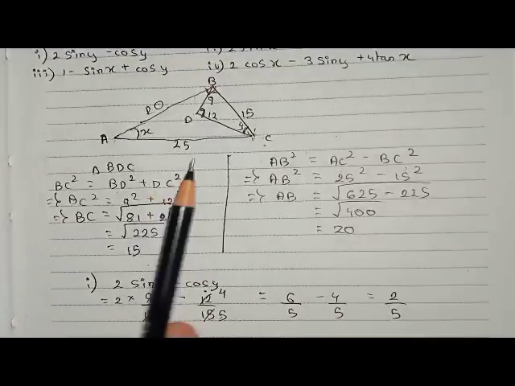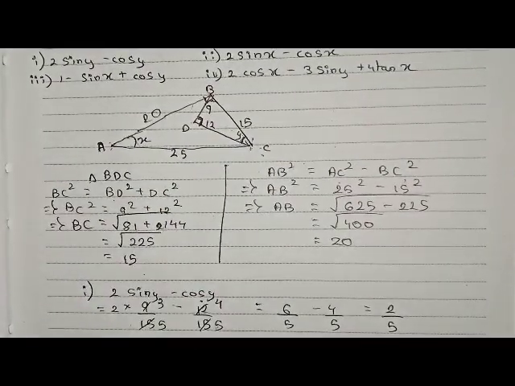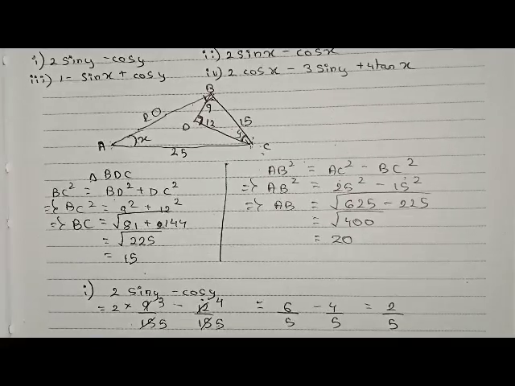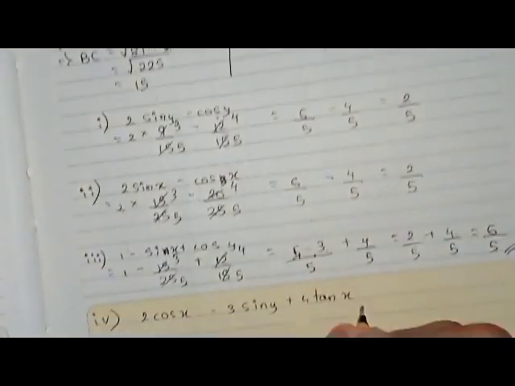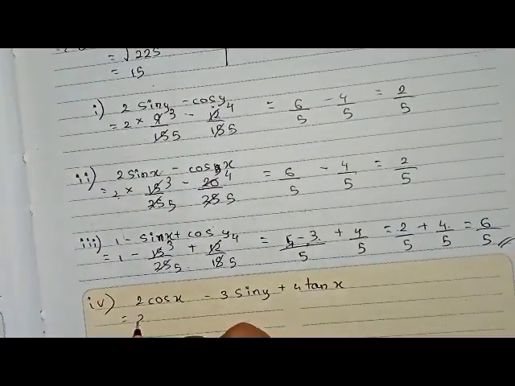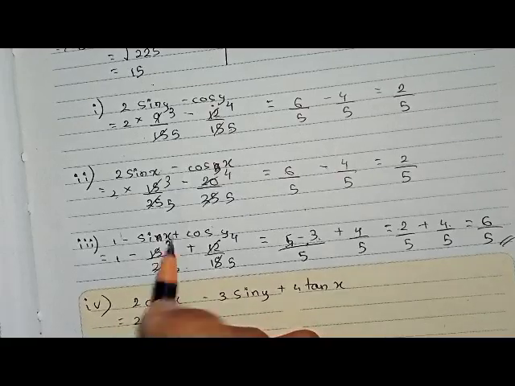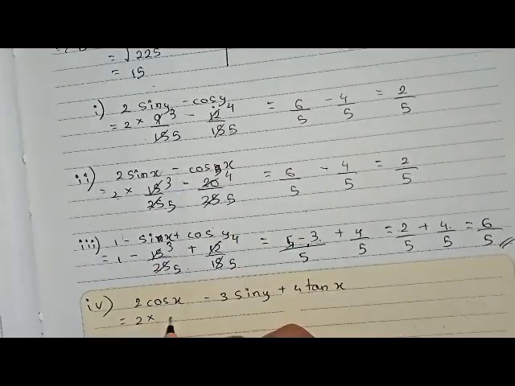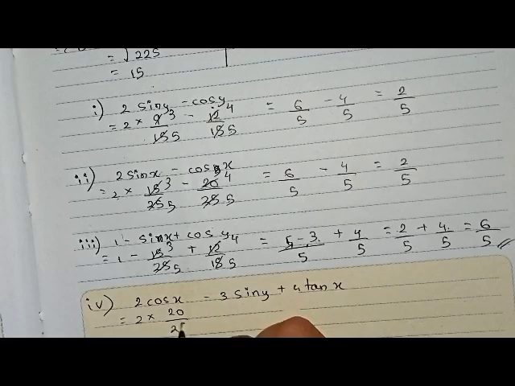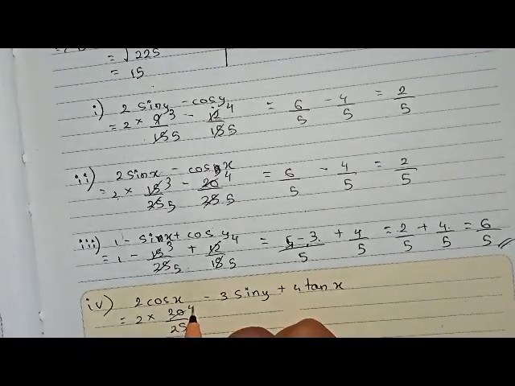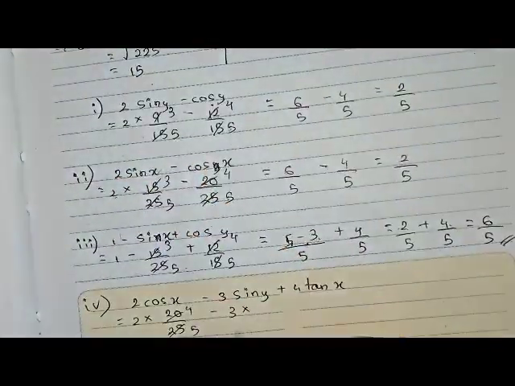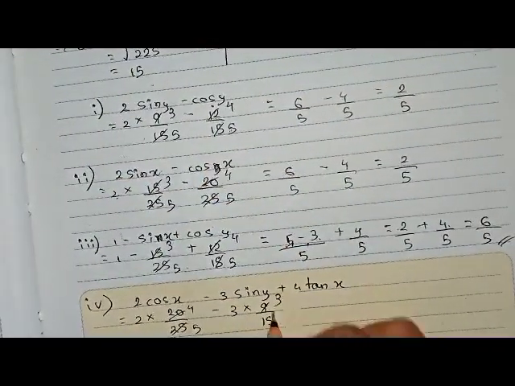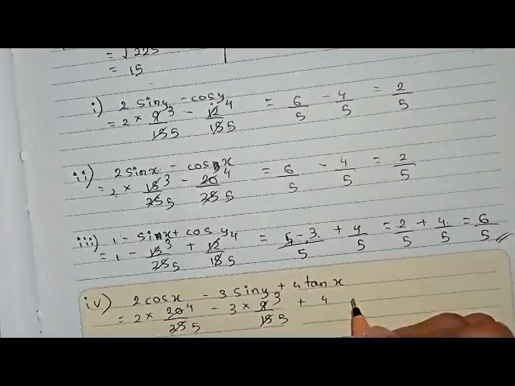Now the last part, it states 2 cos x minus 3 sin y plus 4 tan x. So 2 into cos x. So cos x value will be 20 by 25. We cut by 5, 4 by 5 minus 3 into sin y. Sin y is 9 by 15. Cut by 3, that will be 3 by 5 plus 4 tan x.